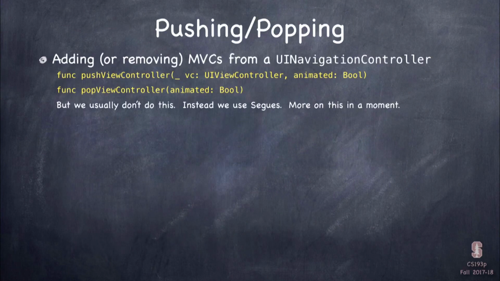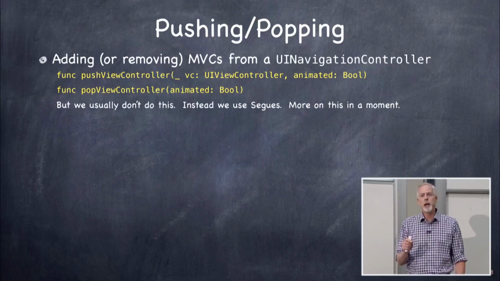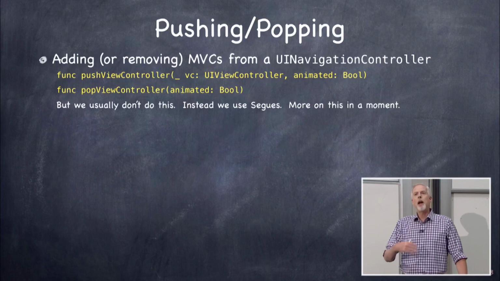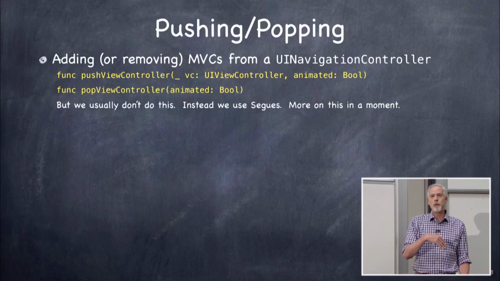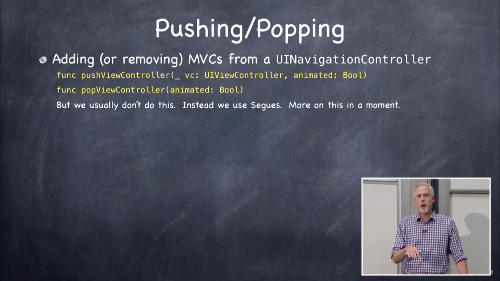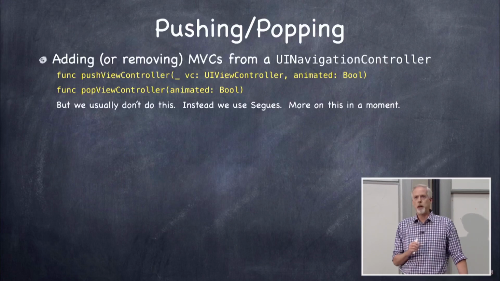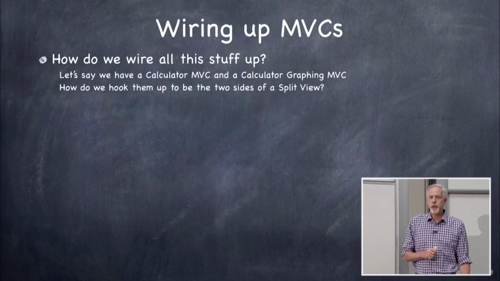Now, navigation controller, I want to just briefly tell you about the API for it. It has a method pushViewController and popViewController, both can be animated, and that takes an MVC and puts it on the stack of cards, or popViewController pops the top one off. Okay, so you can do that pushing and popping, but we don't usually do it that way. We usually use what are called segues, okay, which I'm going to talk about in a moment here.